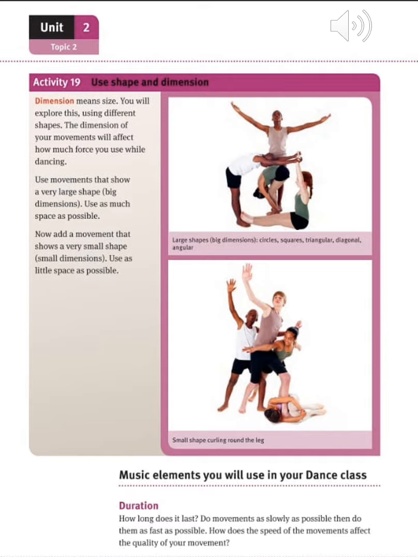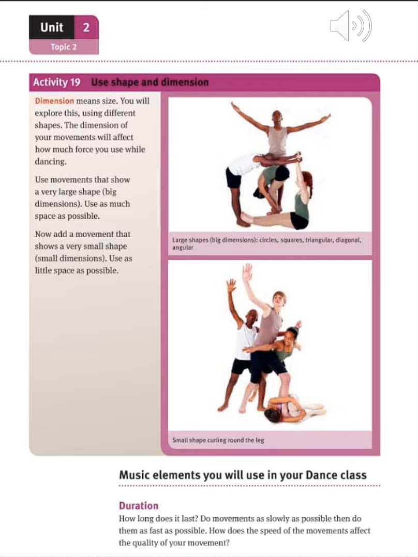So if we look at activity 19 of this topic 2, using shape and dimension. Dimension means size. You will explore this using different shapes. The dimension of your movement will affect how much force you use while dancing. So we said the dimension means size, all right? So use movements that show a very large shape, which is a big dimension, or use as much space as possible. Now add a movement that shows a very small shape, which is a small dimension. Use as little space as possible.